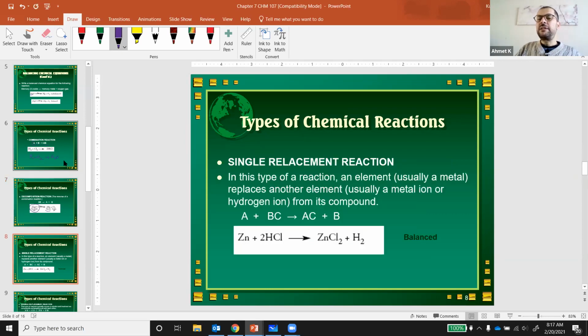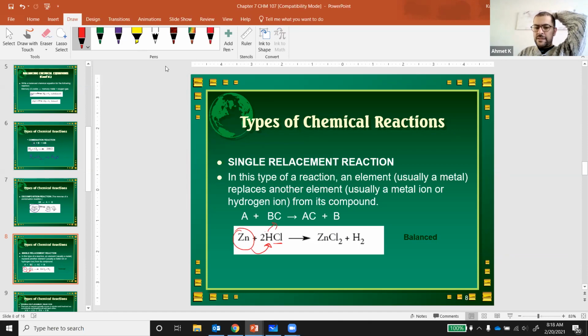And then we have the single replacement reaction, okay? Why are we calling this single replacement? Because if you have this guy, metal, zinc, what it's doing is it's just kind of kicking the hydrogen out, right? It's kicking the hydrogen out and replacing it with itself. That's why it's called replacement.